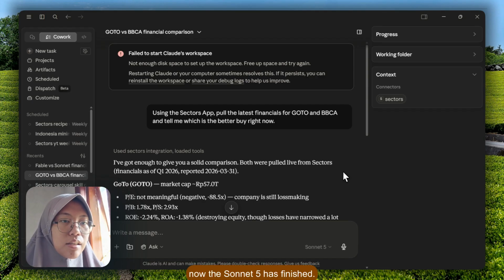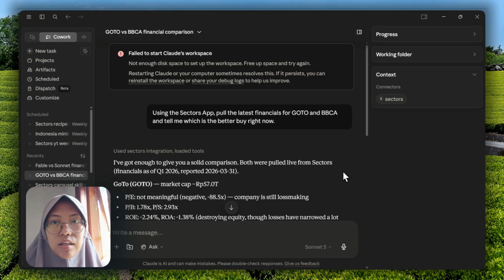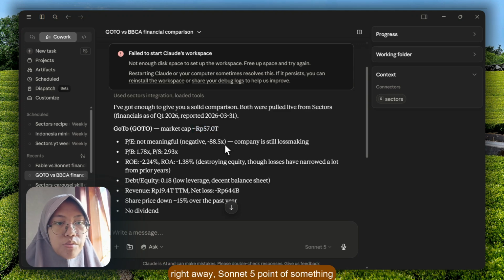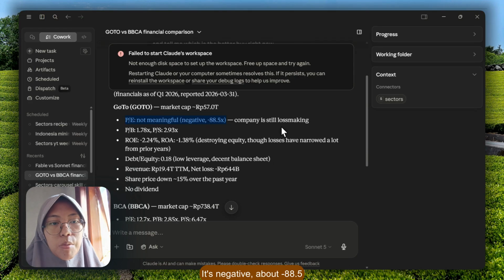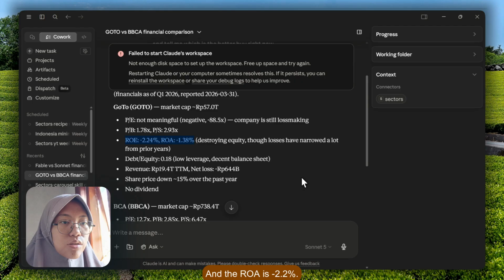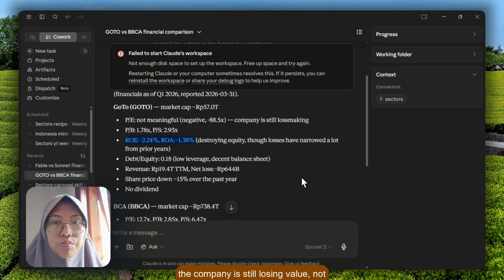Okay, so now Sonnet 5 has finished, and I will explain the analysis result from Sonnet 5. The first is GoTo. Its market cap is about 57 trillion rupiah. And right away, Sonnet 5 points out something important, I think. The P/E ratio doesn't really mean anything here. It's negative, about minus 88.5 times, and that happens when the company is still losing money. And the ROE is minus 2.2%. The ROA is minus 1.4%. And in simple words, the company is still losing value, not making it.